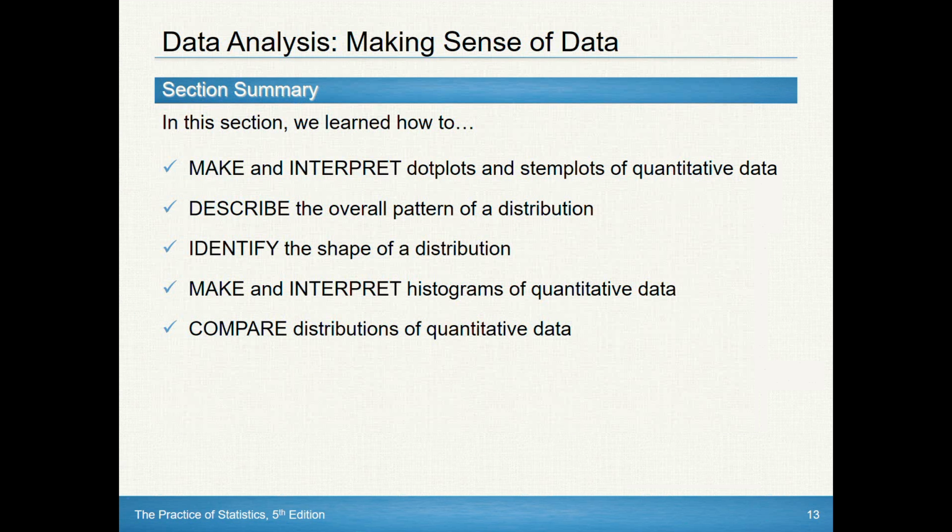So that's it for this lesson. Hopefully you have a better understanding of the 3 different types of graphs we talked about, dot plots, stem plots, and histograms, and have a decent idea about what it means to describe a distribution and compare distributions.